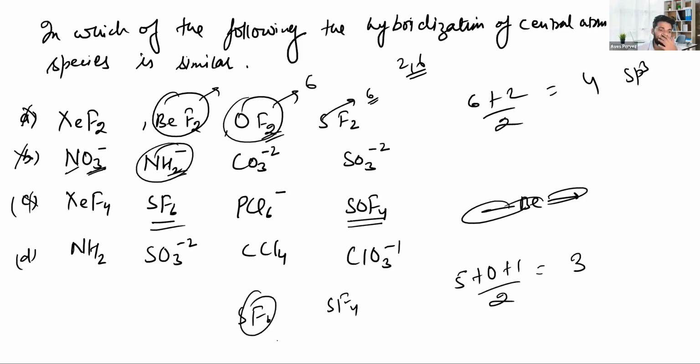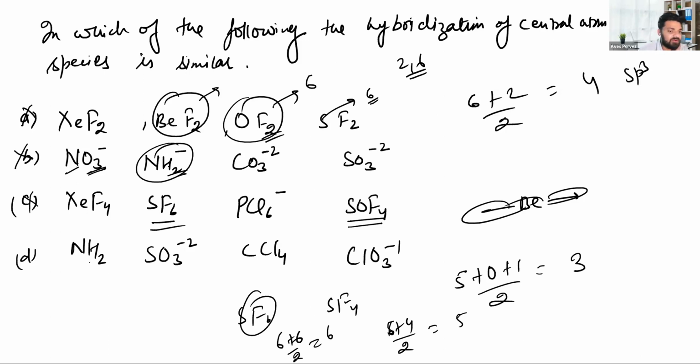Why? Because here we will have 6 plus 6 divided by 2, and here we will have 6 plus 4 divided by 2. So here we have 5, here we have 6. Okay. Are you getting my point? Yes, sir. Yes. In D, calculate in D.